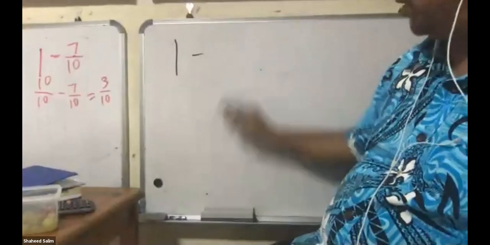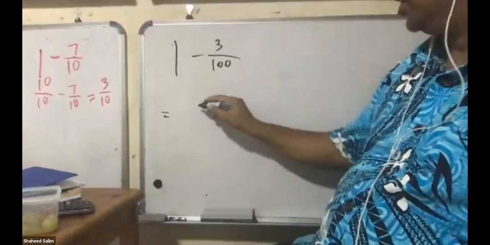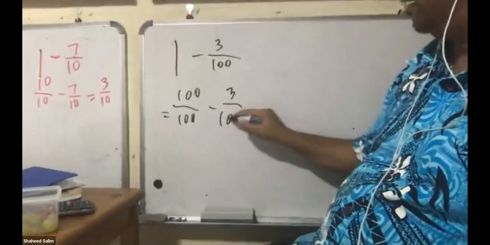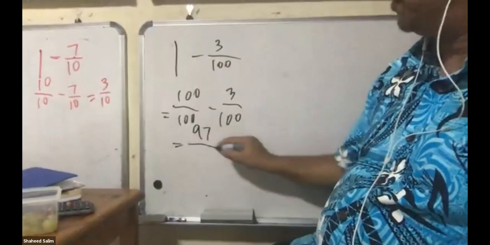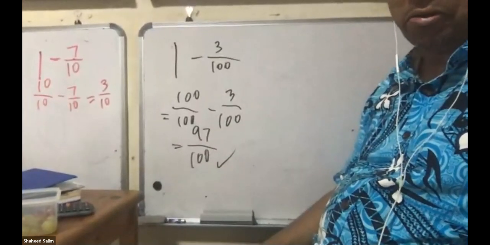One more time, Shakil, we try. Don't worry about this. There's a 3 out of 100. What to do? 100 out of 100. Good. Minus 3 out of 100, you get 97 over 100. This is correct. You get it?